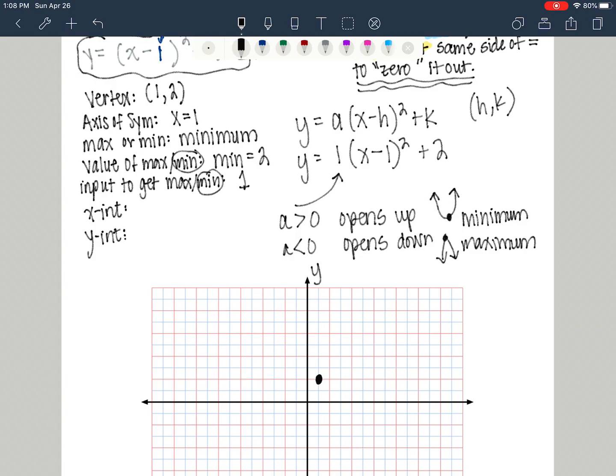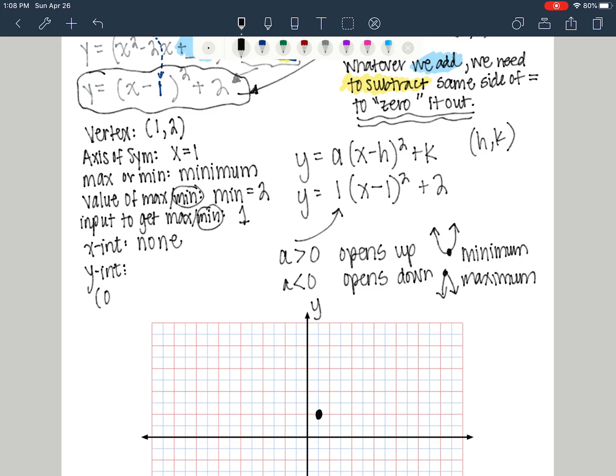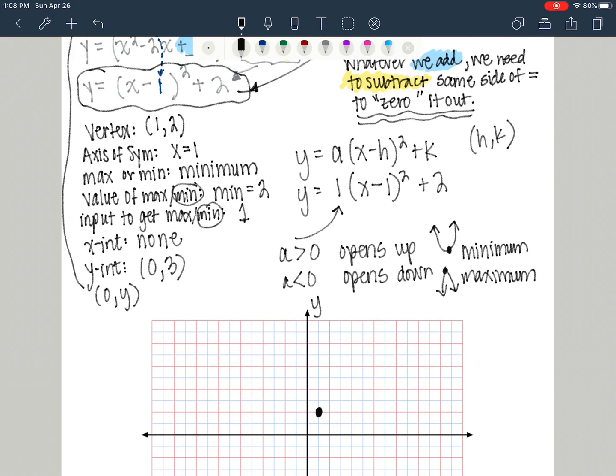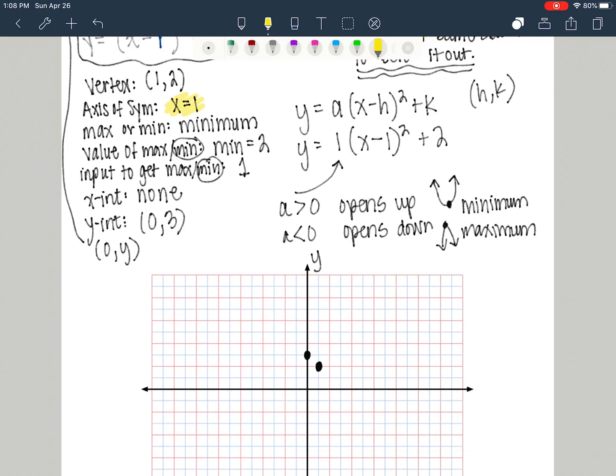Because it opens up, we have no x-intercepts. And our y-intercept is the value of y when x is 0. So I go back to my original equation, because that's the easiest one to do the math with for this particular computation. Put a 0 for x, and we get a 3. So 0, 3. I'm going to go back and draw the axis of symmetry. The axis of symmetry is a vertical imaginary line that shows us the symmetrical portion of the graph.